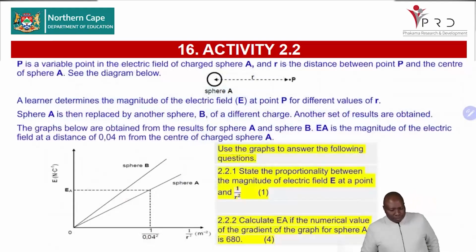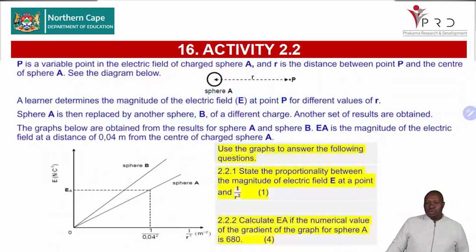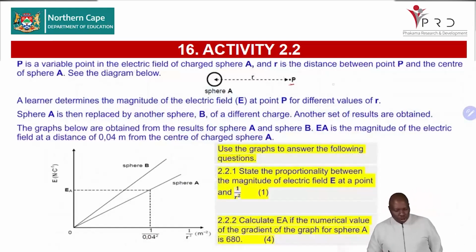Now, here in activity 2.2, we are saying P is a variable point in the electric field of charged sphere A. A is a charged sphere, and R is the distance between point P and the center of sphere A. See the diagram, we have the diagram there that is showing us.